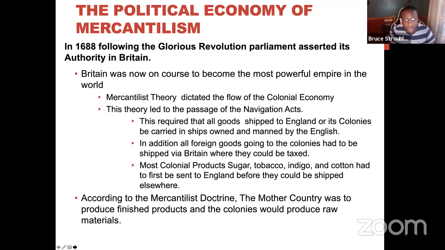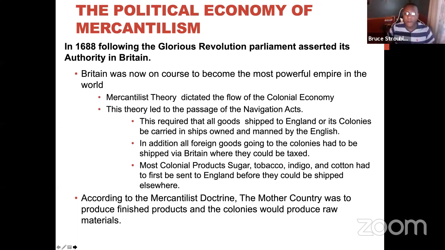They were extracting all the resources from their colonies, and they were growing wealthy in their home country as a result. Most colonial products, sugar, tobacco, cotton, had to be first sent to England before they could be shipped anywhere else. This stopped the colonists from making money on the side by selling directly to other colonies. So if you were in Virginia and you had a connect in France who needed tobacco, you could sell it there, but the British put an end to this with the enforcement of these Navigation Acts.